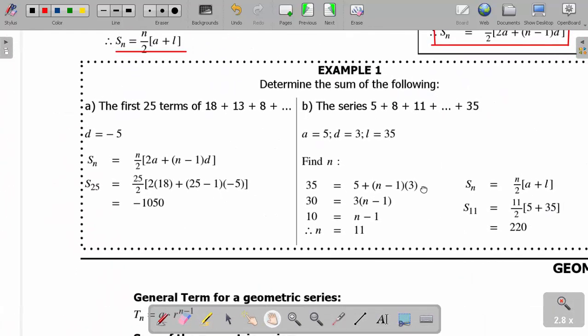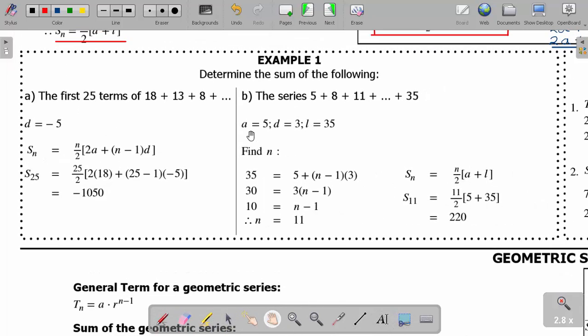Example 1. They say determine the sum of the following. We have the first 25 terms of 18 plus 13 plus 8 plus and so on. We want to determine the sum of the first 25 terms, which means I'm looking for S25. So if I check here, what is 13 minus 18?